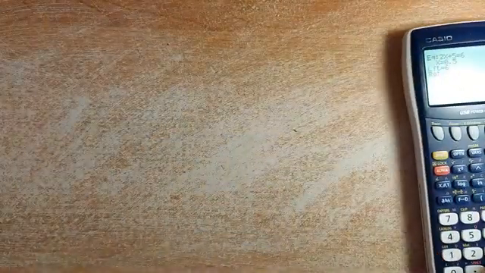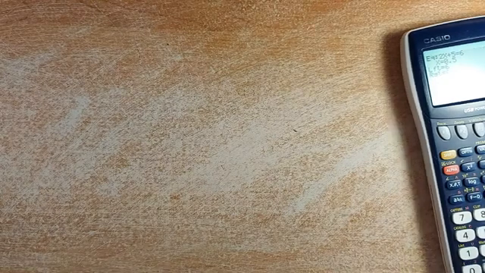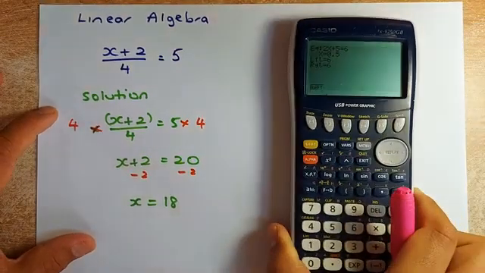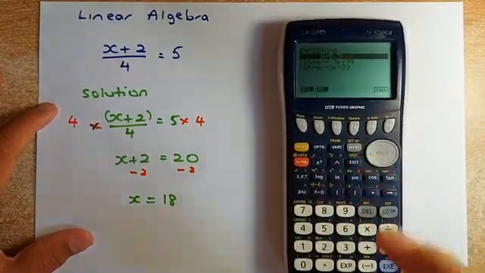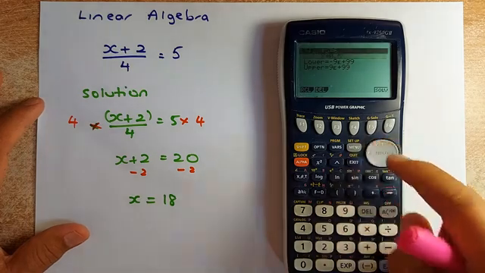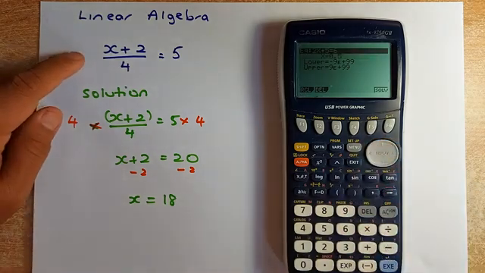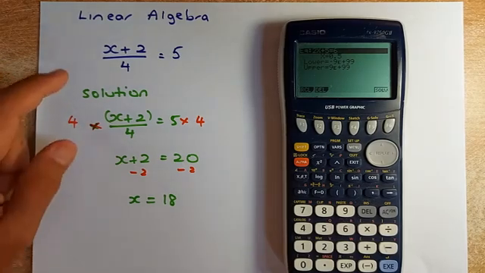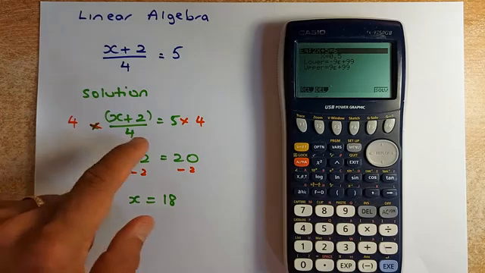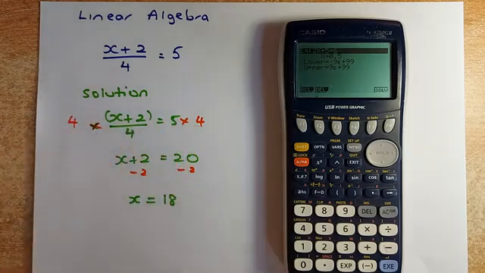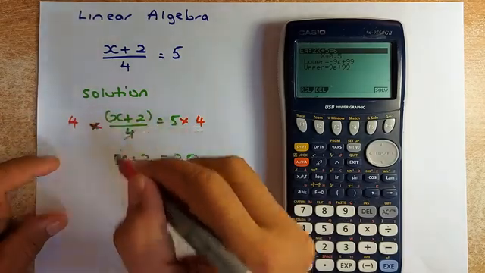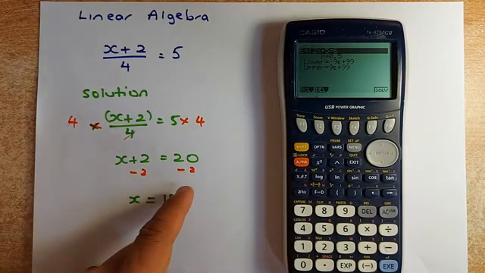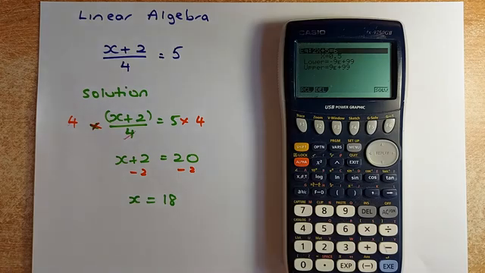The next example is also another linear algebra. This time it is a little bit on fractional equation. So we shall exit it, and we are going to put the new equation. We're going to solve this manually: x plus 2 divided by 4 equal to 5. The first thing we're going to do is get rid of this 4. You multiply by 4 on both sides. So this 4 and this 4 will cancel out. And we are left with x plus 2 equal to 20. And then we're going to minus 2 on both sides. So the final answer is x equals 18.